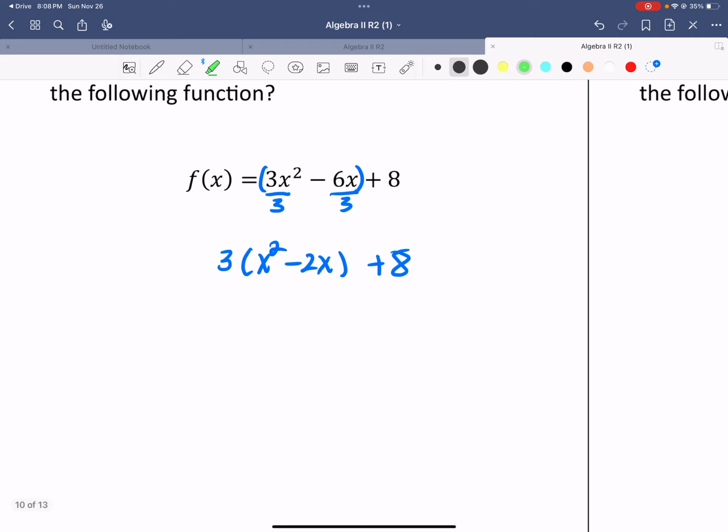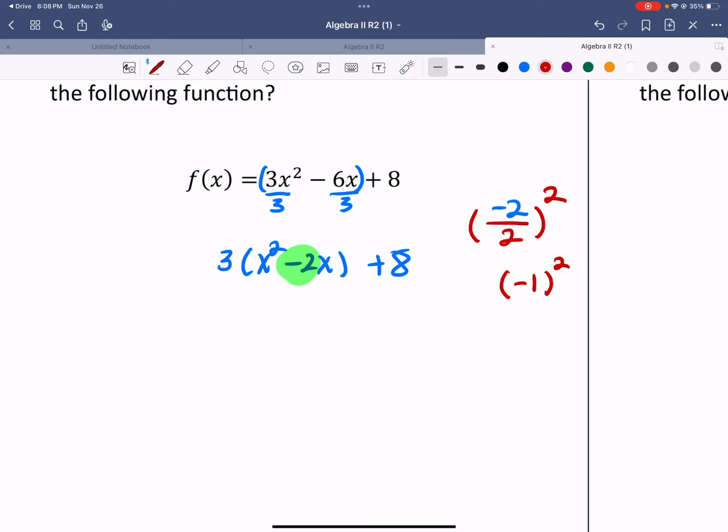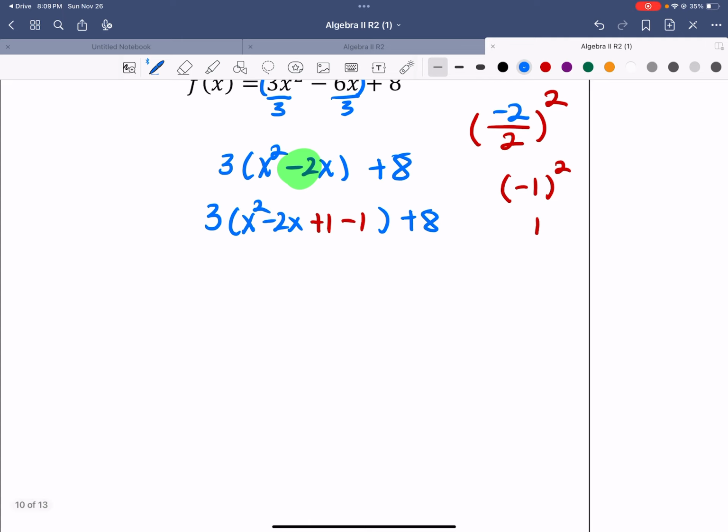And then you are going to look at the second number, so it's going to be negative 2. What you're going to do is divide this number by 2 and square it. So let's do this. Negative 2 divided by 2 is negative 1, and negative 1 squared is going to be positive 1. So here, I will write plus 1 minus 1 plus 8. Okay?